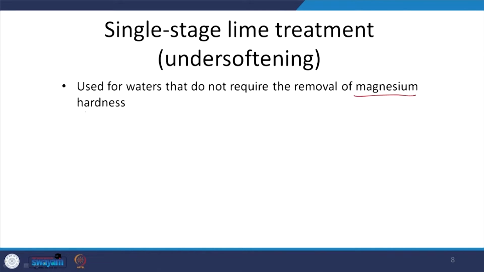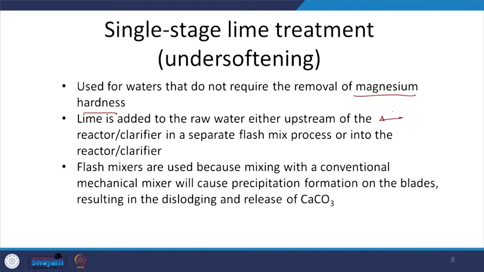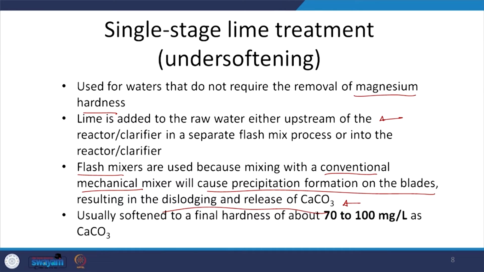As mentioned, we are not looking at magnesium hardness, we are trying to add lime to increase the pH. Flash mixers are used because mixing with a conventional mechanical mixer will cause precipitation on the blades itself, resulting in dislodging and release of CaCO3. So, that is one practical aspect to keep in mind. Usually it is softened to a final hardness of 70 to 100 as CaCO3. We are not removing magnesium, and even after removing most of the calcium, at equilibrium you will still always have some calcium. So, in general, if you are fine with this level of hardness, that is what we are looking at, and this level of hardness is acceptable to most households.